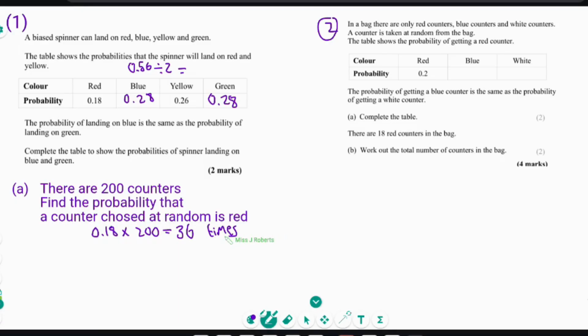Question 2. In a bag, there are only red, blue and white counters. A counter is taken at random. The table shows the probability of getting a red counter. The probability of getting a blue counter is the same as the probability of getting a white counter. Okay, so 1 minus 0.2 is 0.8. We need to divide that by 2, which gives us 0.4.